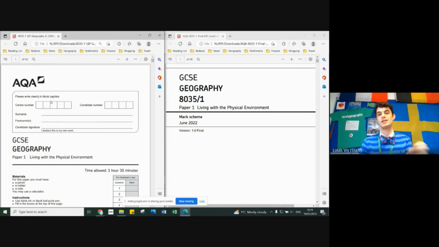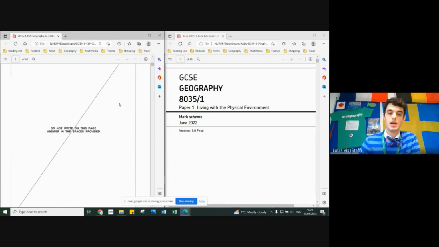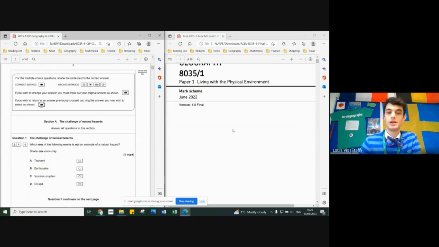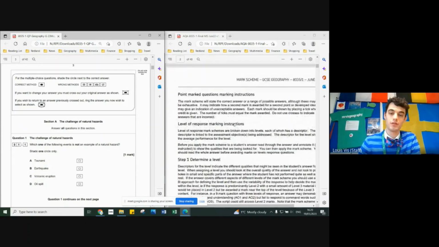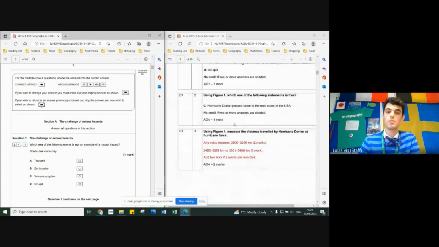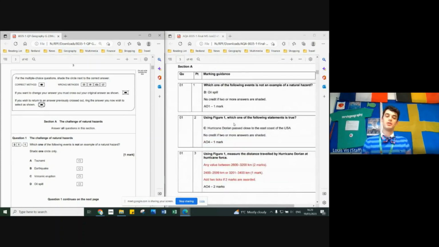Okay, so on the left hand side here, you can see I've got the exam paper you sat. On the right hand side, I've got the mark scheme. I'm going to go through question by question as quick as I can in order to cover 88 marks, which took you an hour and a half to write. Okay, so it might be a long video, but you can, as I say, pause, check specific chapters. I'll divide the video into natural hazards, one chapter, section A, section B, living world, section C, physical landscapes.